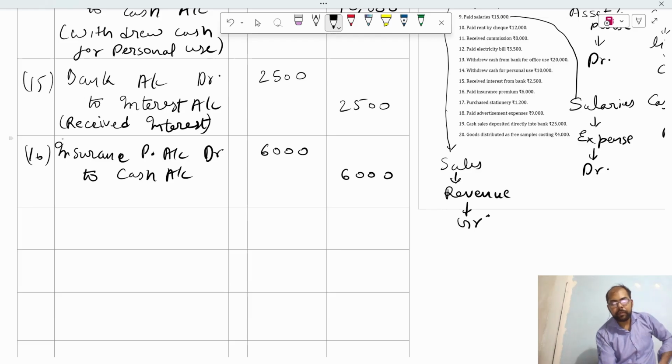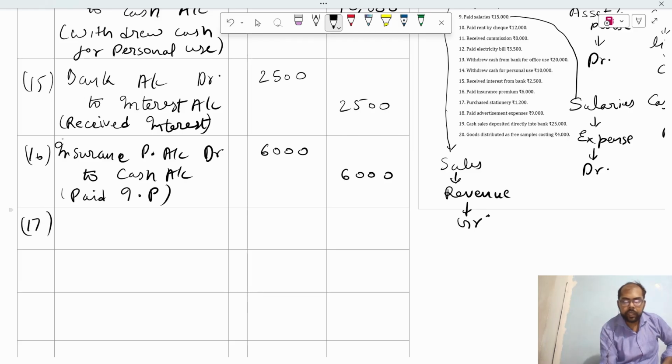Insurance premium is an expense, therefore debited. Increase in expense is debited, and cash is credited because we are paying cash for it, and cash is decreasing. Okay, therefore it is credited. So the narration is paid insurance premium.